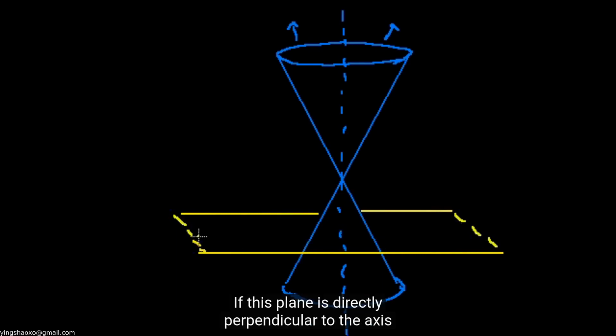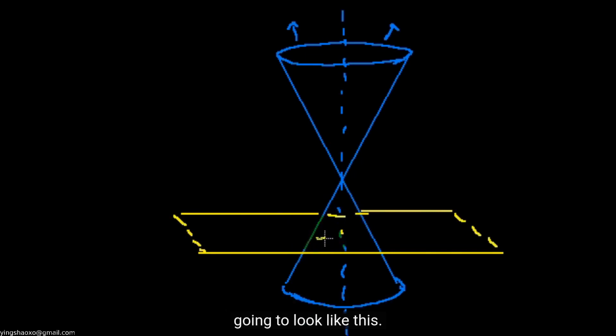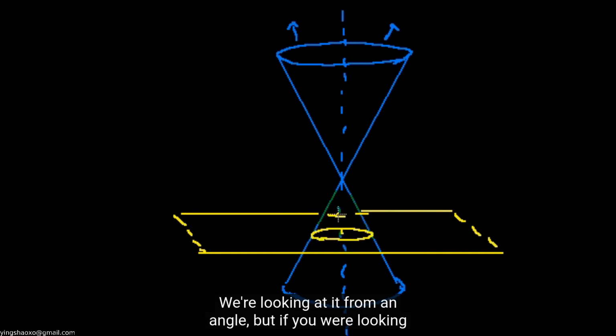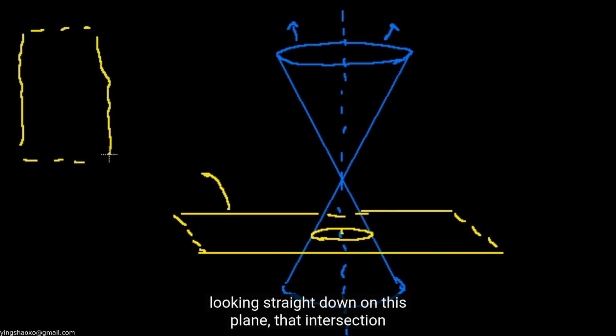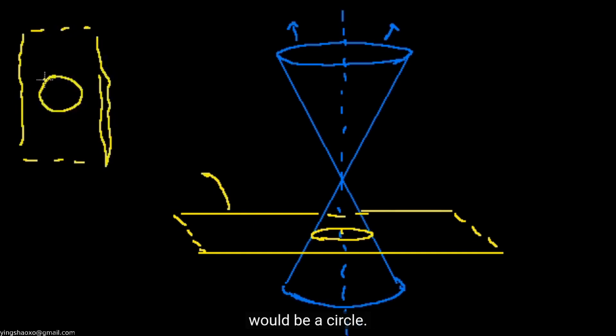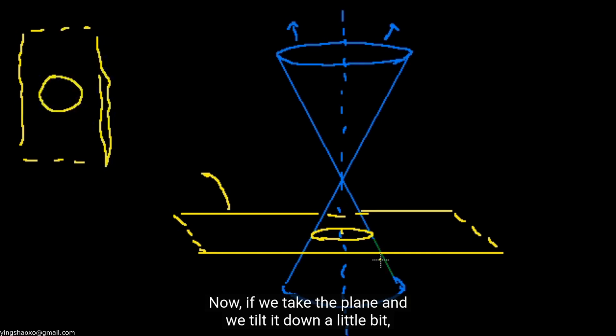So if this plane is directly perpendicular to the axis, where the plane goes behind it, the intersection of this plane and this cone is going to look like this. We're looking at it from an angle, but if you were sitting here and you were to look at this plane from right above, if I were to just flip this over like this, so we're looking straight down on this plane, that intersection would be a circle.